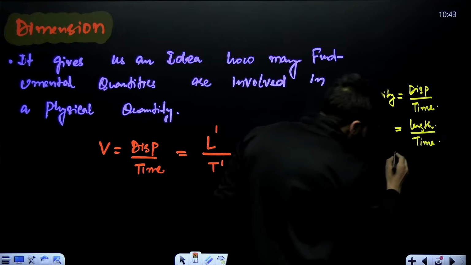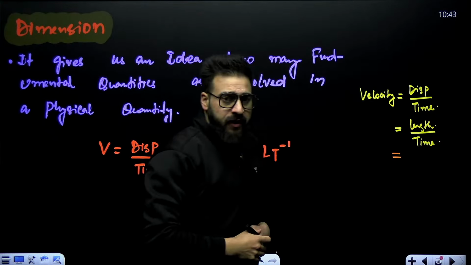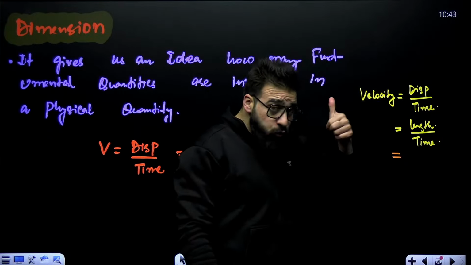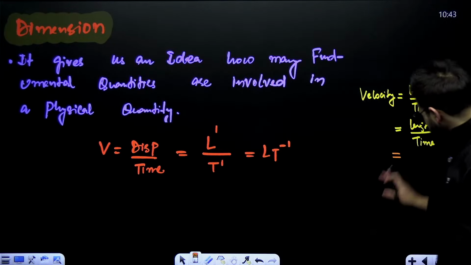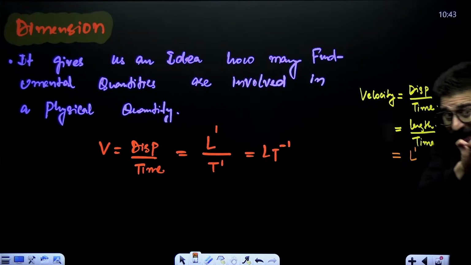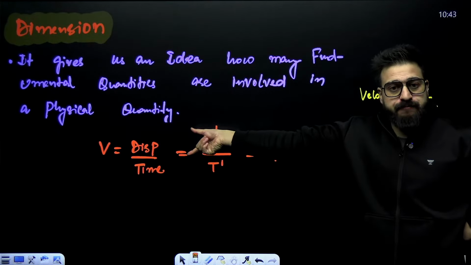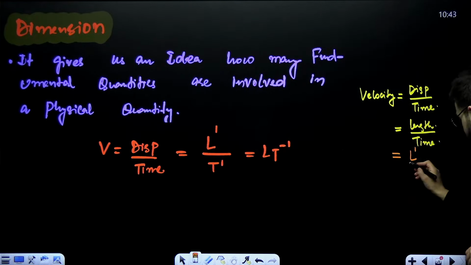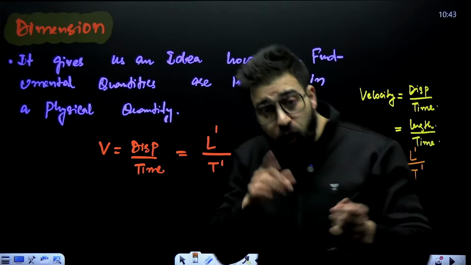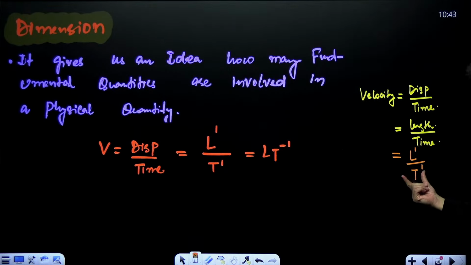Now, my dear friends, tell me one thing. Length is one fundamental quantity. Time is one fundamental quantity. So instead of length, I'll write L1 over here. Why? Because only one length is involved in this. And divided by time in the denominator, I'll write T1 over here. Sir, why can't you mention T2 over here? Because only one time is involved and that too in the denominator. Only one length is involved, that too in the numerator.